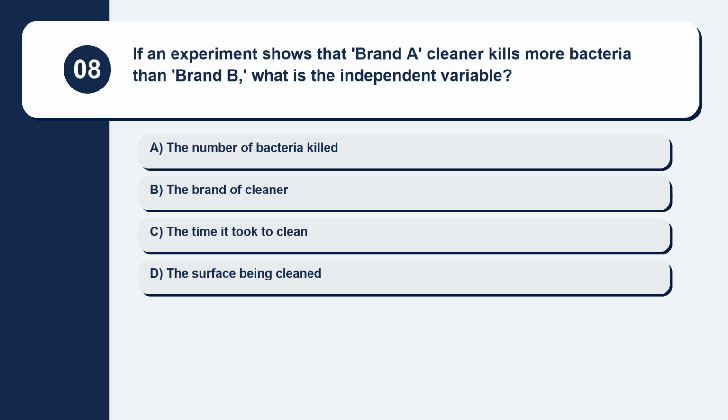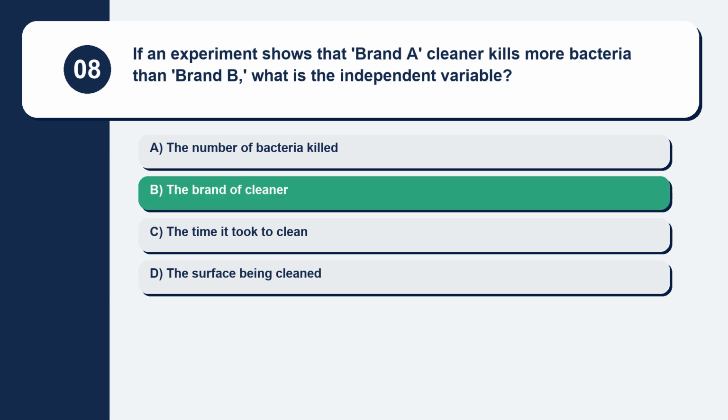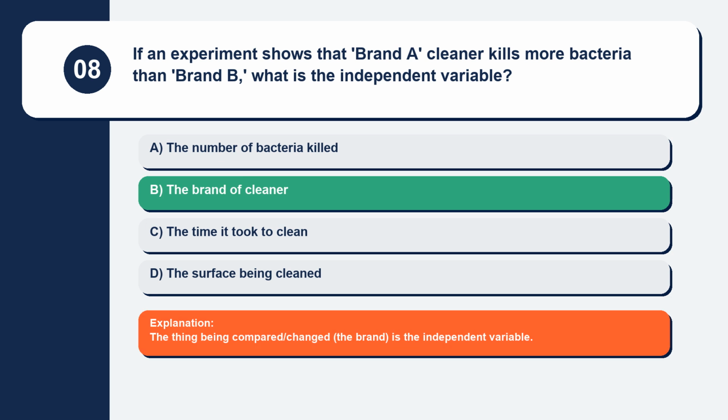Question 8. If an experiment shows that brand A cleaner kills more bacteria than brand B, what is the independent variable? The number of bacteria killed. The brand of cleaner. The time it took to clean. The surface being cleaned. The thing being compared or changed, the brand, is the independent variable.